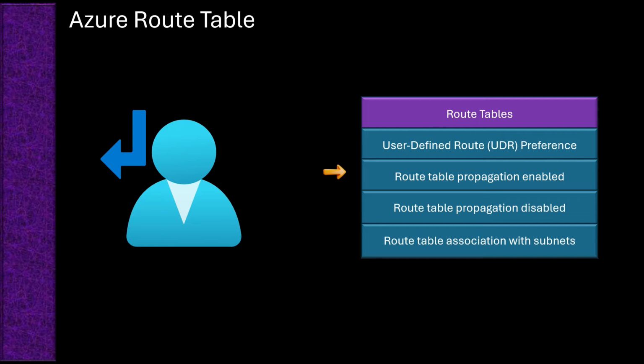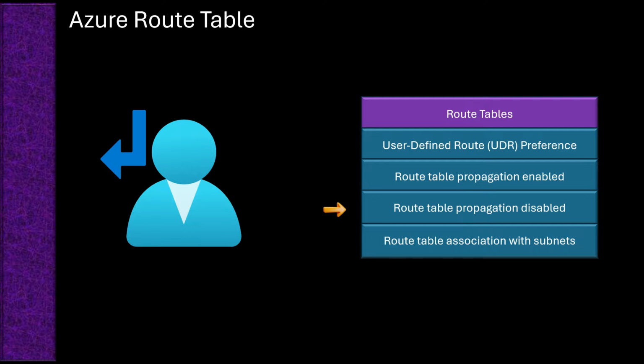Route propagation determines whether routes learned through BGP are automatically added to the Azure Route Table. When route propagation is enabled on the route table, routes from BGP, often from a VPN or ExpressRoute Gateway connecting to on-premises networks, are automatically propagated into the route table. This helps extend routing information from your on-premises network to Azure subnets without manually adding each route. It's useful when you want Azure subnets to have full visibility into on-premises routes, which makes network integration smoother.